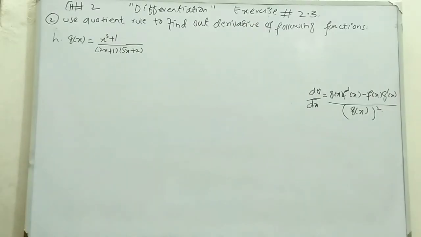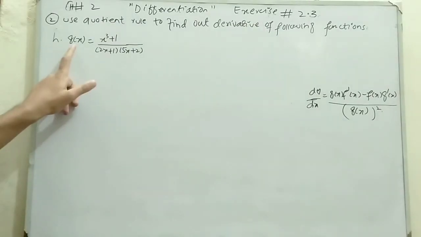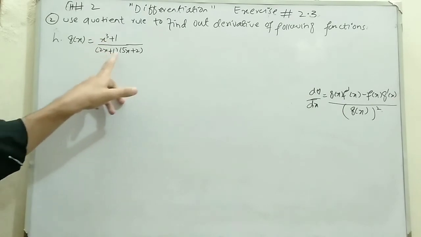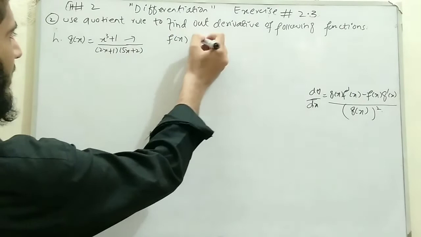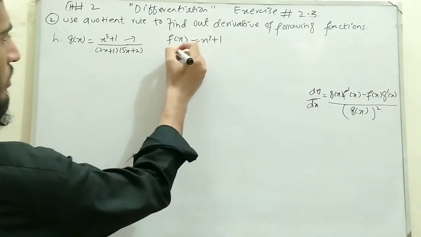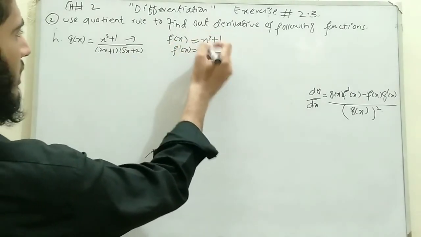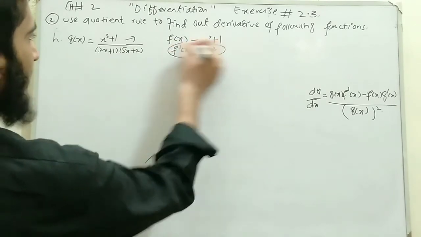Now move to the last part of today's lecture, question number 2, part number H. A function is given, g of x is equal to x³ + 1 divided by this function. Let's suppose this is a function f of x. So taking their derivative, f prime of x is equal to 3x². Let's suppose this is the first function derivative.